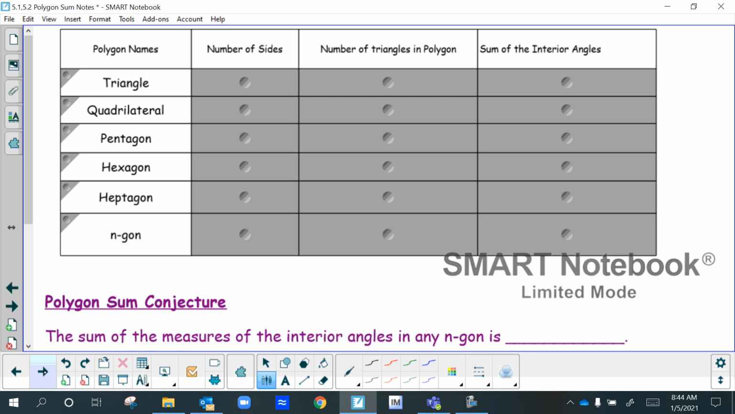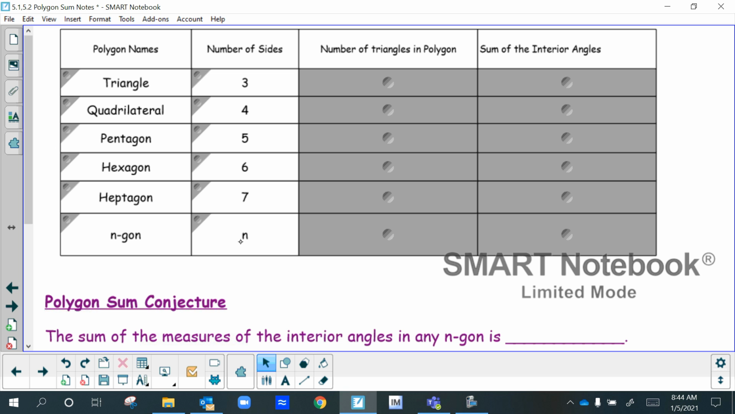So let's carry it on to this table. Okay, so a triangle has 3 sides, 4, 5, 6, 7, and an n-gon has n number of sides.